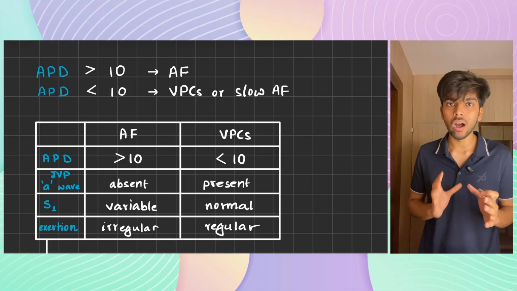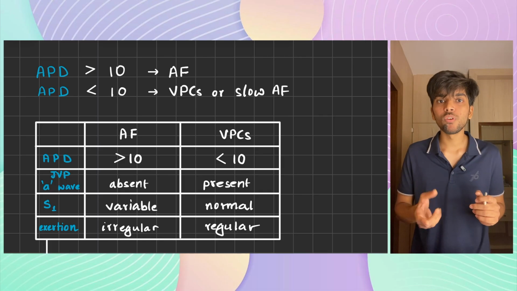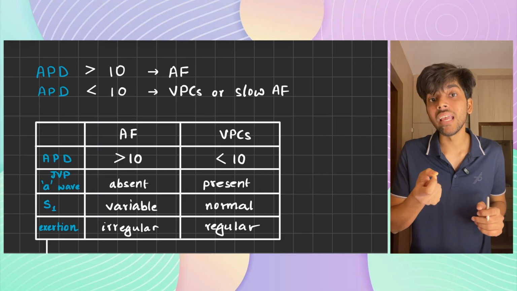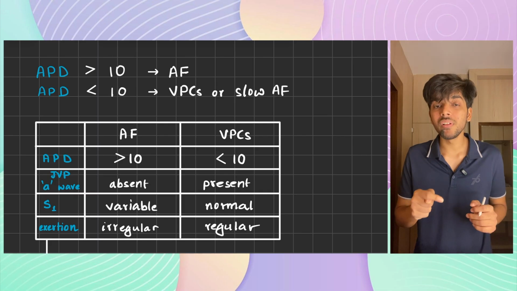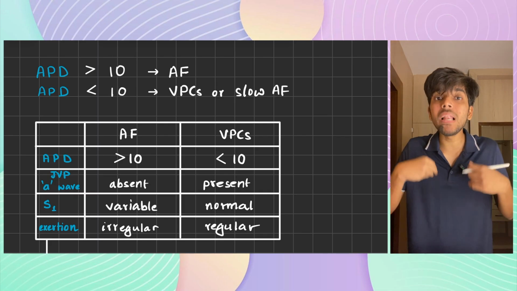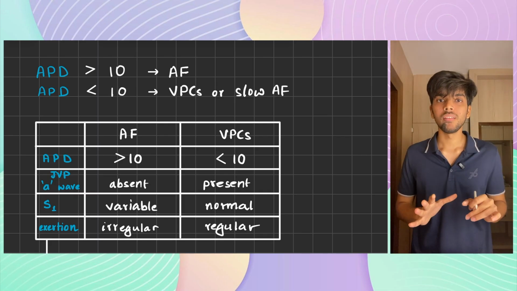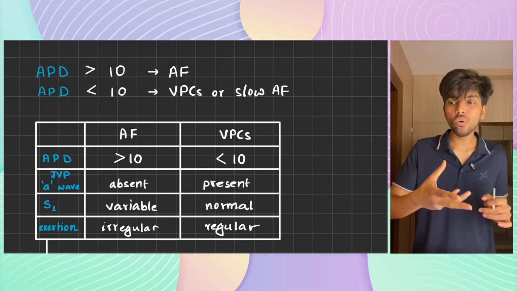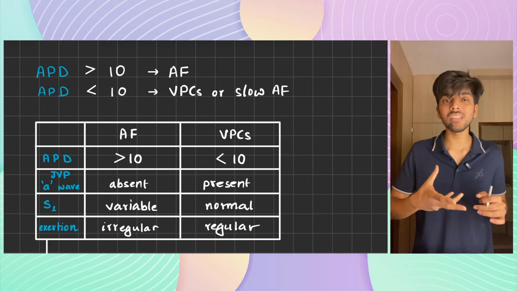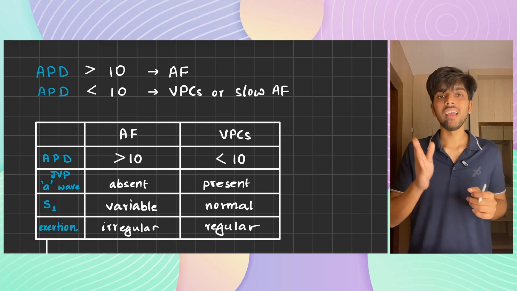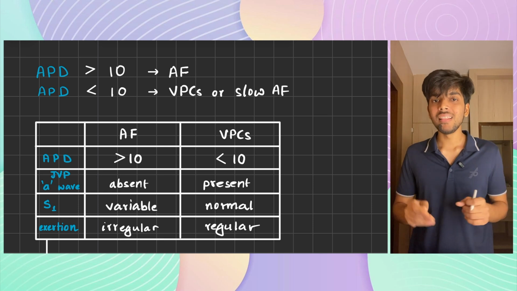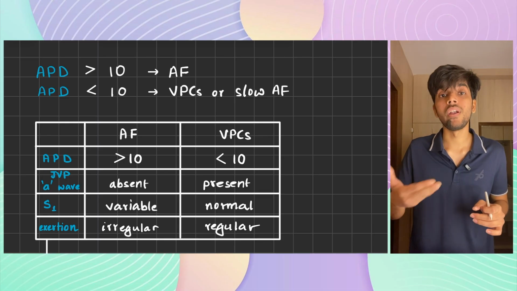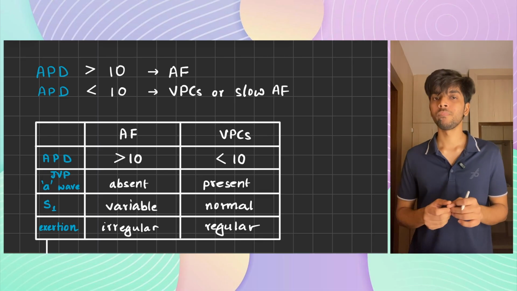Normally, in your heart, the impulse required for the contraction of the heart is generated at the SA node. If this impulse is generated at any place other than the SA node, then that's ectopic. If it is generated at the atrium or AV node or ventricle or bundle branch, anywhere else, they are ectopics. And these ectopics bring about ectopic beats, which are your ventricular premature contractions.